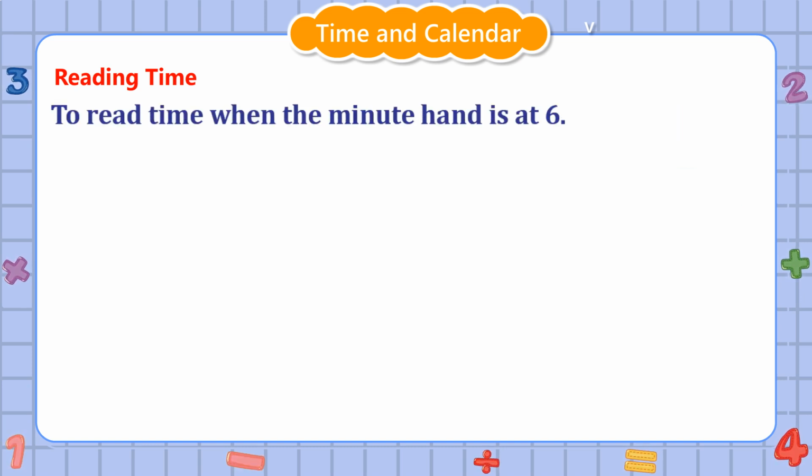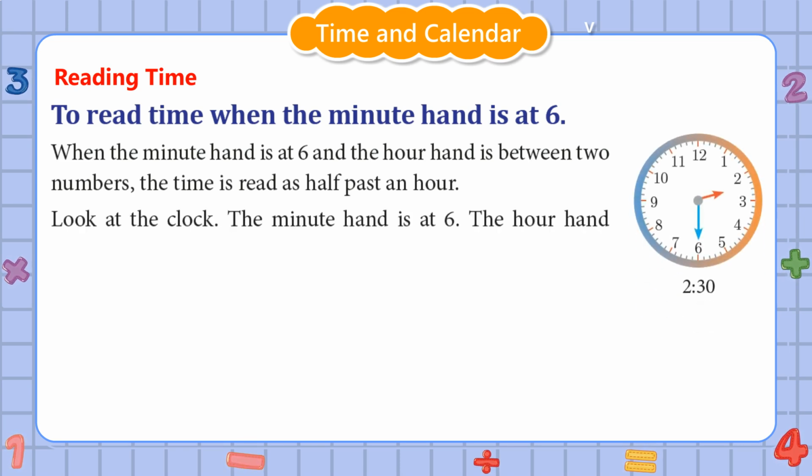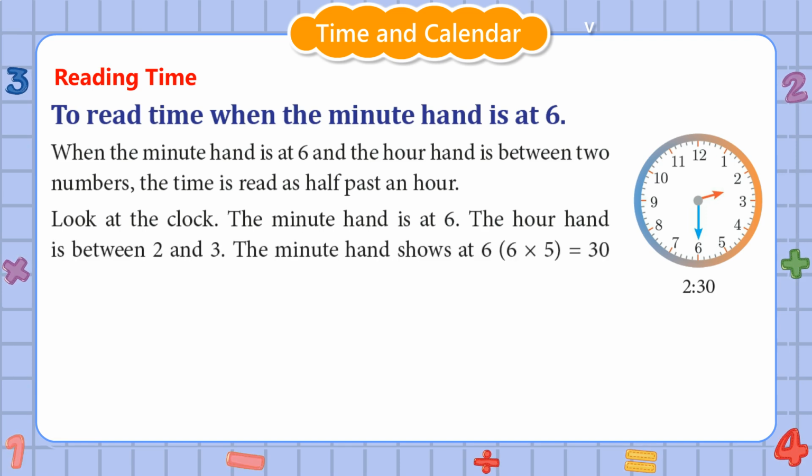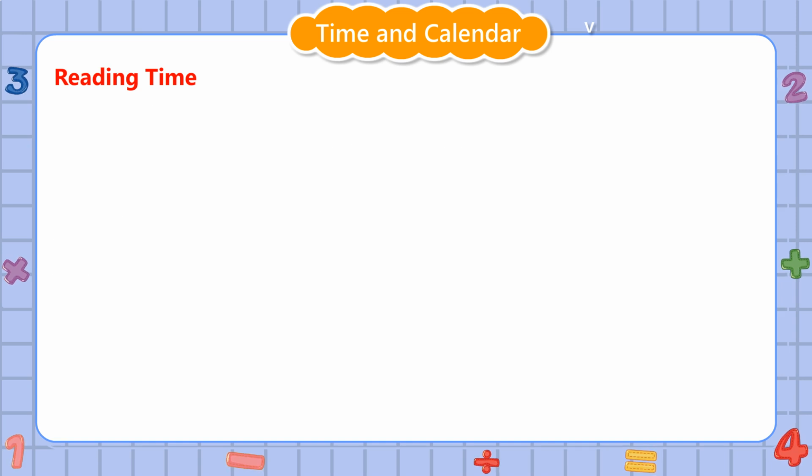To read time when the minute hand is at 6. When the minute hand is at 6 and the hour hand is between two numbers, the time is read as half past an hour. Look at the clock. The minute hand is at 6. The hour hand is between 2 and 3. The minute hand shows at 6. 6 multiplied by 5 is equal to 30 minutes. The time is read as half past 2 or 30 minutes past 2. It is written as 2:30.